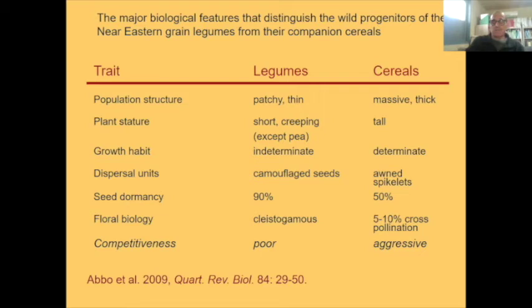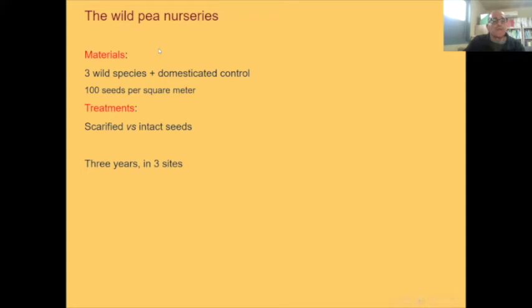So let us look at just one example, and this concerns the dormancy. I will present some results from field experiments that we conducted some 10 years ago. What we did, we took seeds from three wild pea species and domesticated pea cultivars as controls. We planted 100 seeds per square meter in the field, and we had two treatments. The three wild species and the domesticated cultivars were subjected to seed scarification, and the other treatment was intact seeds. Seed scarification, if you peel just a little bit from the seed coat, releases the seed from dormancy, it allows the seeds to uptake water, and therefore germination is full, just like in the domesticated cultivars. And these experiments were conducted over 3 years in 3 sites each, that is 9 field nurseries.